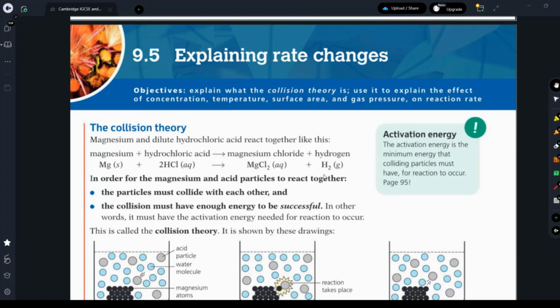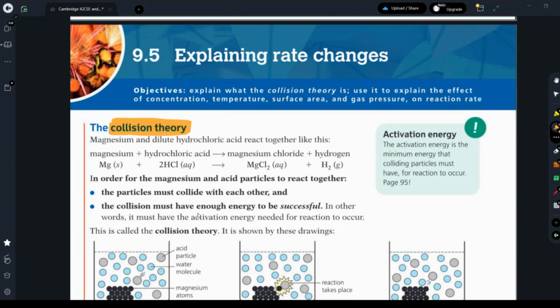Now let's try to understand how and why the rate of a reaction is changed. I will explain what the process is in this case, and why, where we'll understand the theory behind it. First, we need to understand what is known as the collision theory. Let's write it down quickly. We will be understanding what is known as the collision theory.